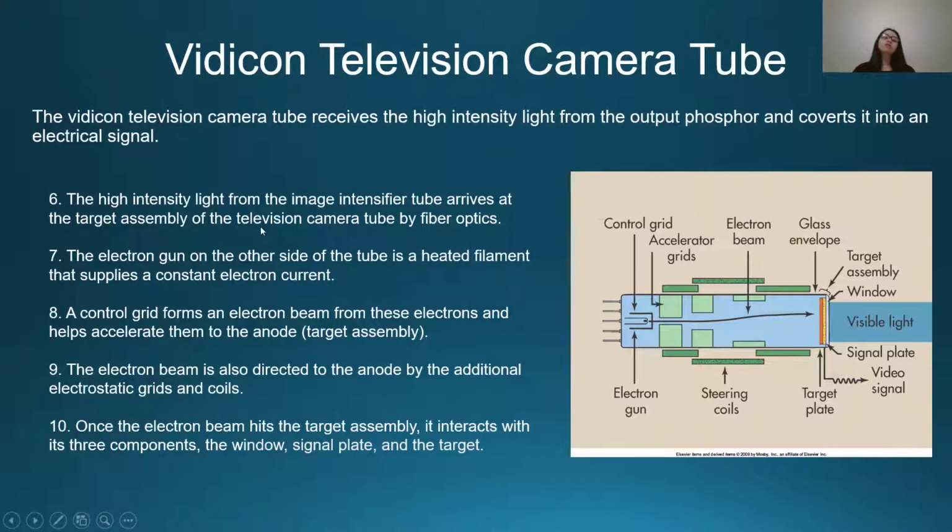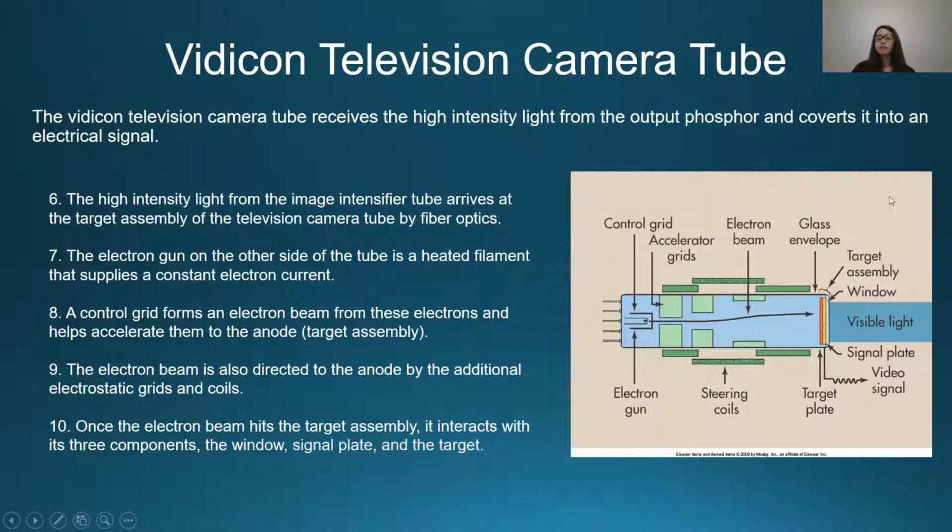Okay. So the next step is the Vidicon television camera tube. The Vidicon television camera tube receives a high intensity light from the output phosphor and converts it into an electrical signal. Alright, so here is a picture of the television camera tube, and I will also be using this to help describe this process. So the first step is that the high intensity light, which is shown right here, is going to arrive at the target assembly by fiber optics, and it's going to interact with the target assembly.